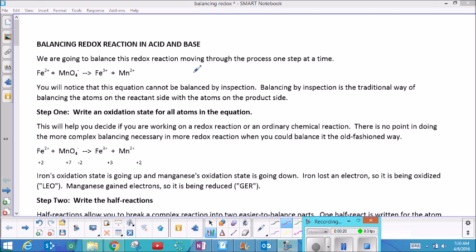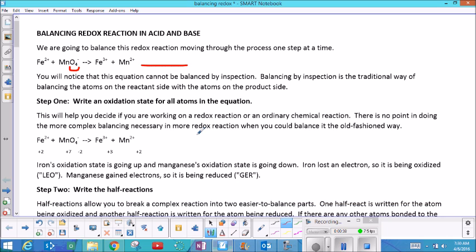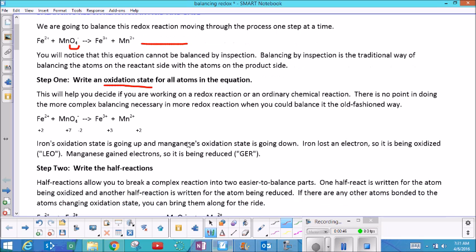Balancing by inspection is the traditional way of balancing the atoms on the reactants with the atoms on the product side. But you'll see I've got some oxygen here that isn't showing up on this side. I have charges here, which isn't traditional in a regular balanced equation. We can also see that we have an oxidation reaction by writing the oxidation states for all of the atoms in the equation and seeing who is reduced and who is oxidized.